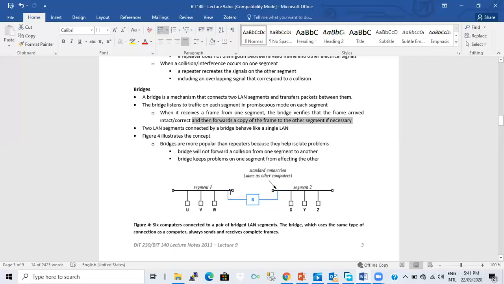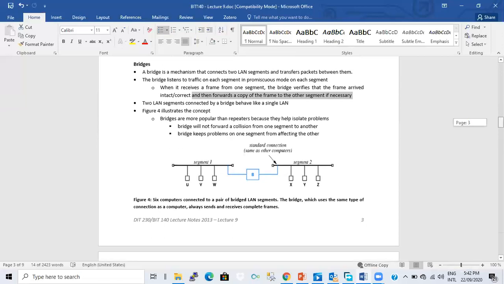It will only boost the signal and send it to the other side if it knows the receiver is sitting on the other side of the network. But for a repeater, all it does is get, send. For a bridge, it's more intelligent and it will always check the packet. Is it correct? If the packet is correct, is the receiver on the same side as the sender? If yes, it will drop. If not, then it will send on the other side. Okay, I'll still get back to that to explain something.